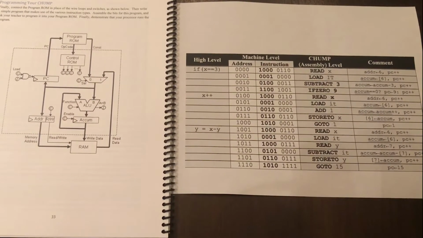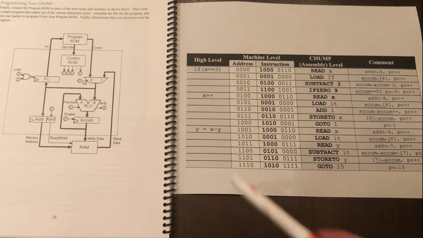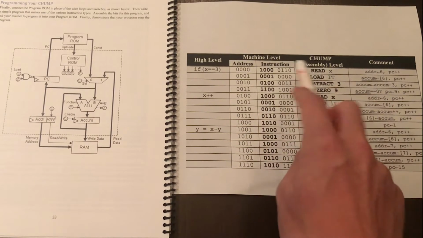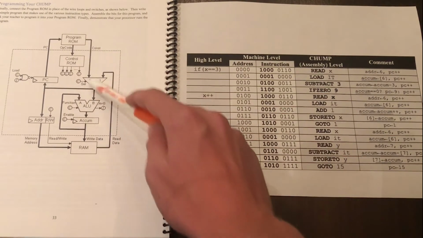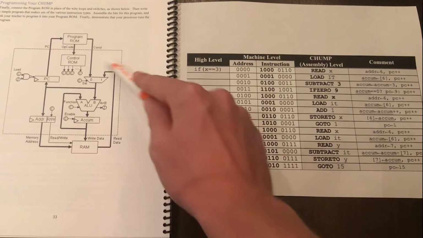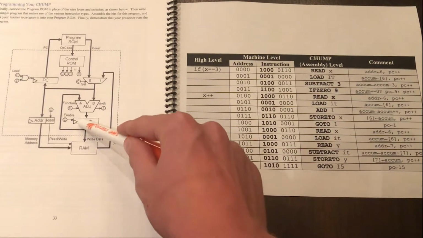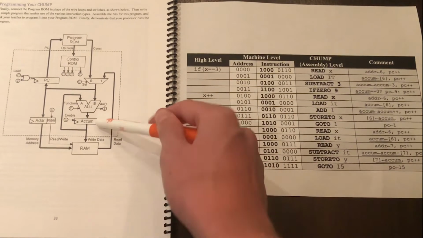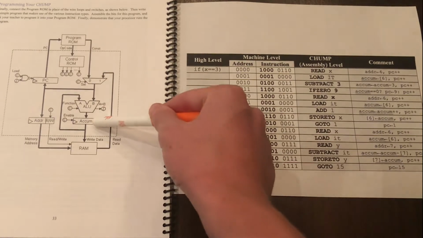So this is my code that we created in Japanese. Let's run through it. The first line here is read x. So we're going to take the value of x and put it onto the address register, which puts it into RAM. Then we're going to load it, which puts it into the accumulator here. And then we're going to subtract 3 from the accumulator, which is just the value of x, and it's going to put that subtracted value back into the accumulator.